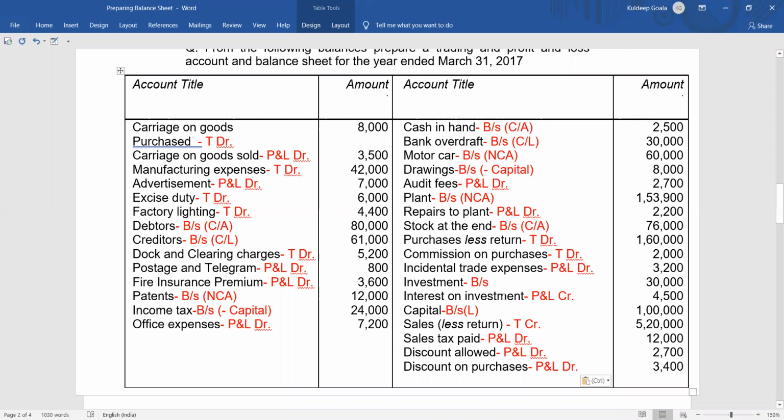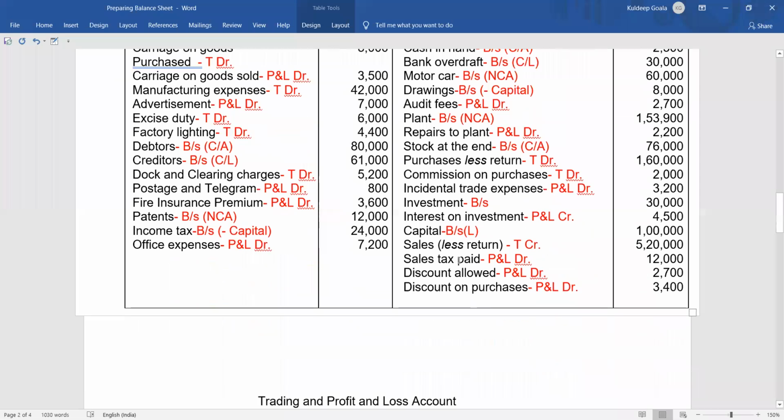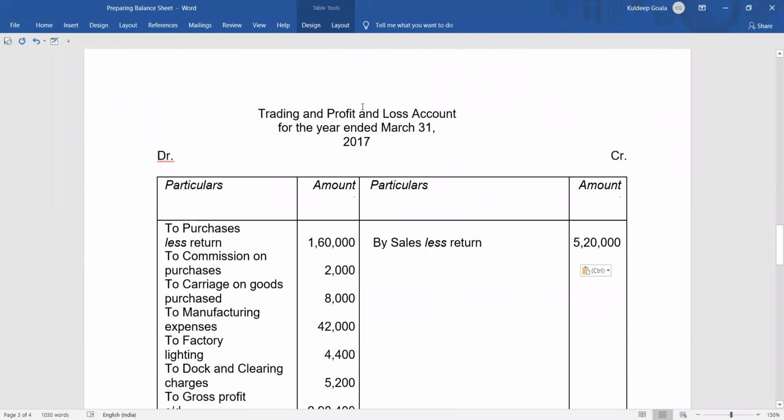Now all the items are being marked up. So what we can do is go for preparation of the trading and profit and loss account and the balance sheet. So let's start. Here the format is ready. Trading and profit and loss account for the year ended 31st of March 2017.